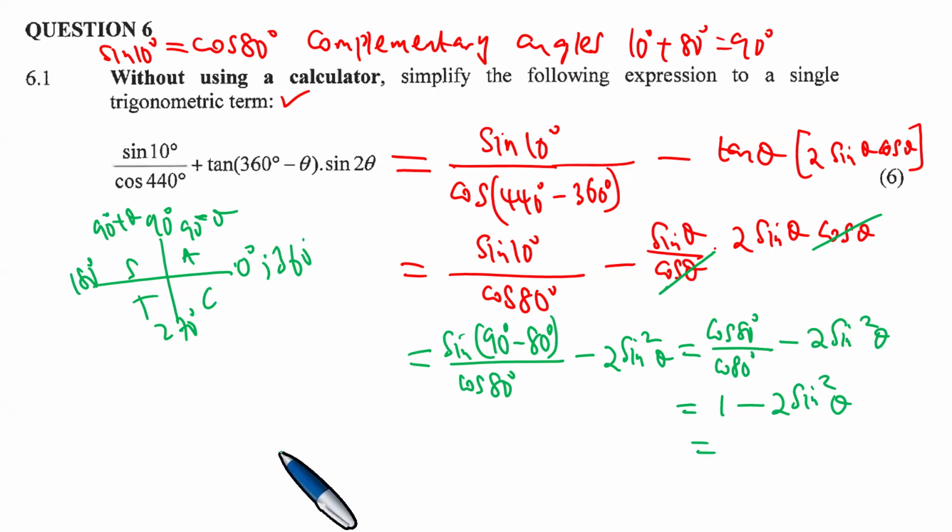Yes, this one here. Can you simplify it? How did we get 1? Please come again. How did we get 1? Okay, how did you get 1? We divided cosine 80 degrees by cosine 80.